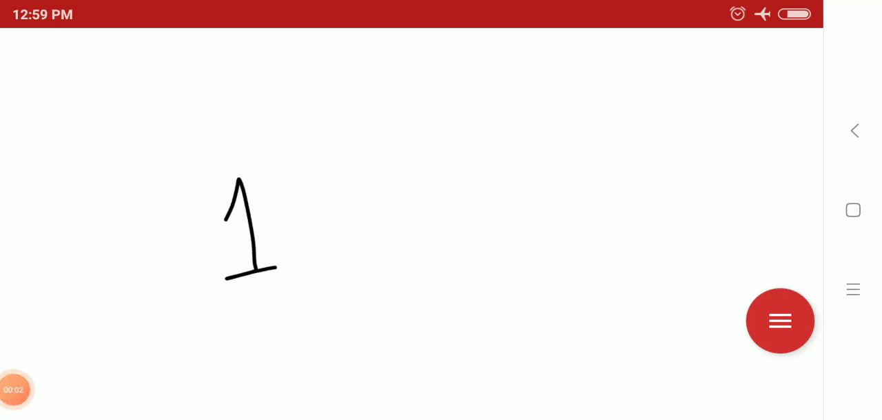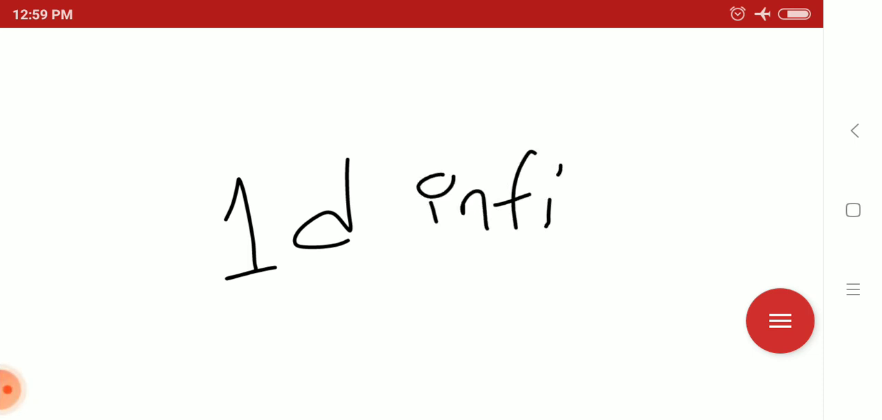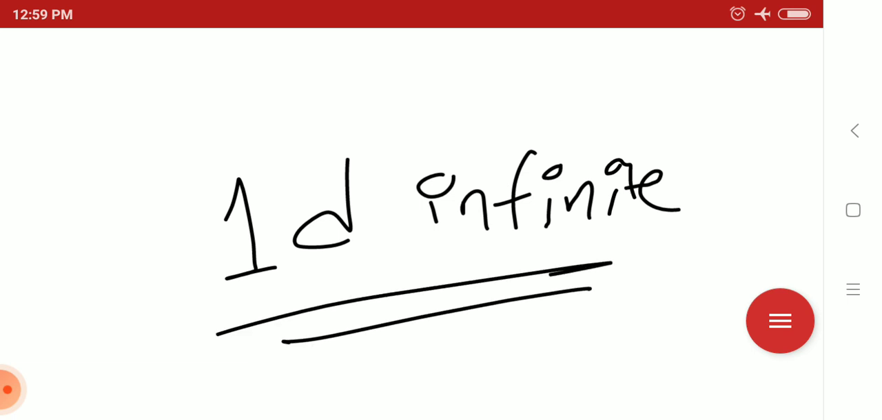Friends, today I am going to discuss some important concepts and formulas of the 1D infinite square well, or 1D box, you can say. It is very important in quantum physics. It plays an important role in the field of quantum physics.